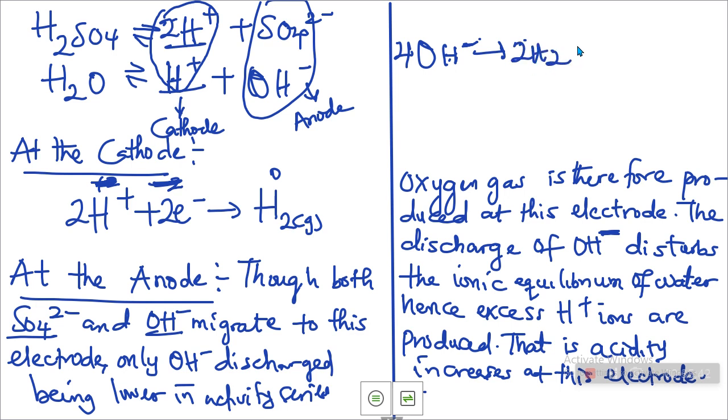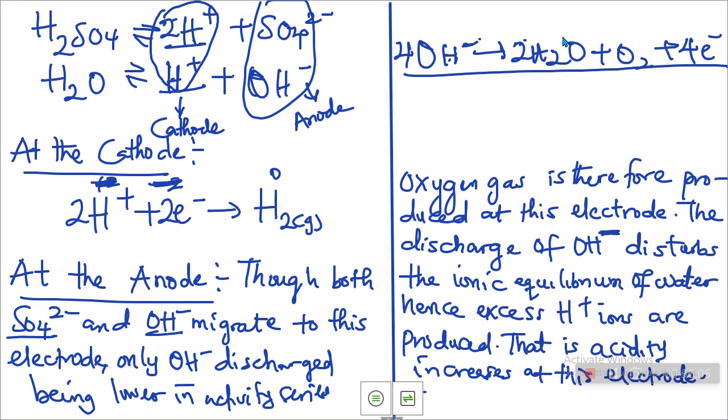4OH minus gives 2H2O plus O2, and don't forget, we are going to have 4e minus. I hope you understand. So whenever OH minus discharges, remember this formula. You can always commit it to memory. That's what's going to happen.